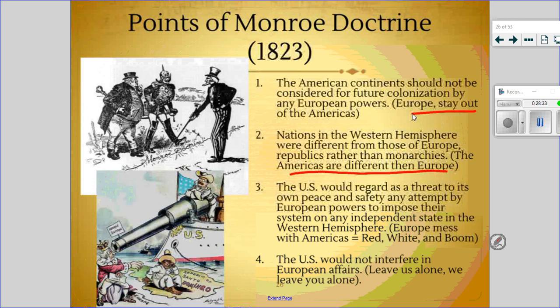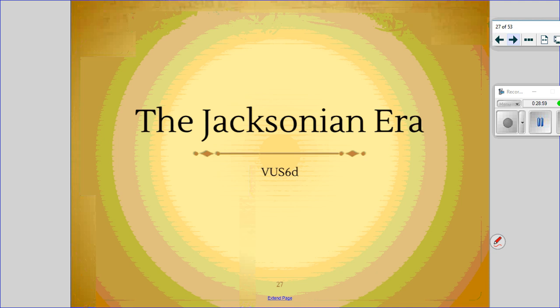So basically what we're saying is, if you mess with the Americas, it's war, or if Europe messes with Americas, it's red, white, and blue. Okay. And number 4, the U.S. will not interfere in European affairs if Europe doesn't interfere in American affairs. You ever hear the phrase, good fences make good neighbors? If you leave us alone, we'll leave you alone. Okay, and there you go. All right, that's the Monroe Doctrine.